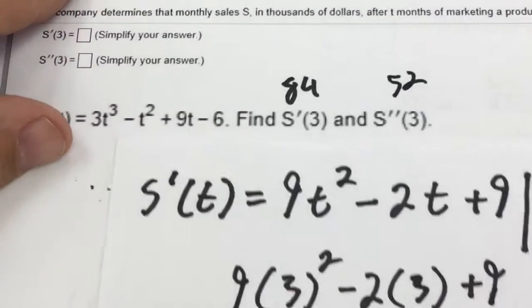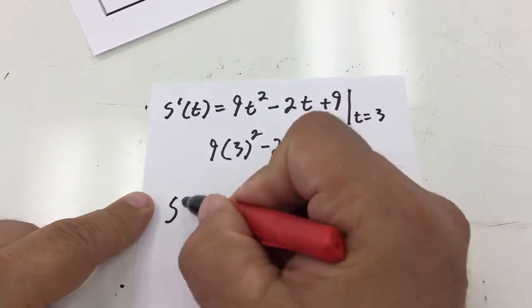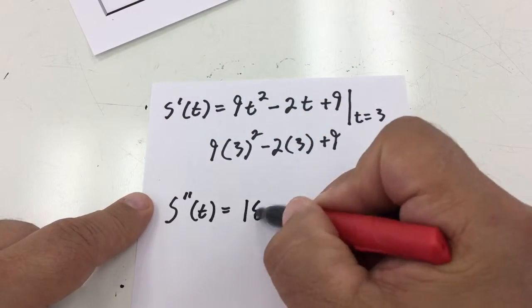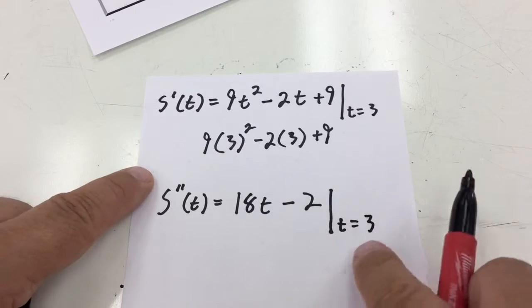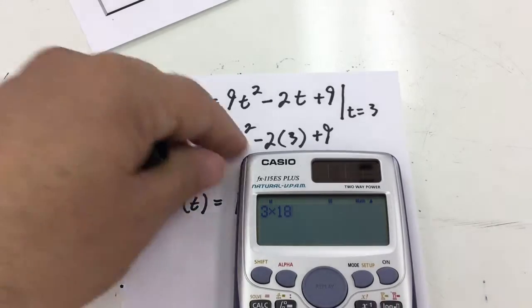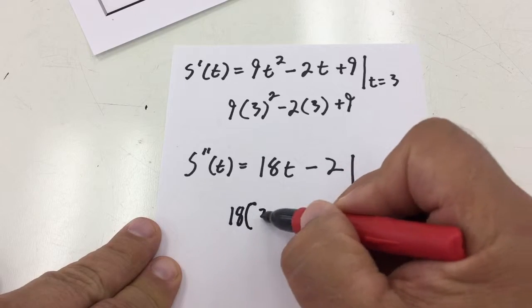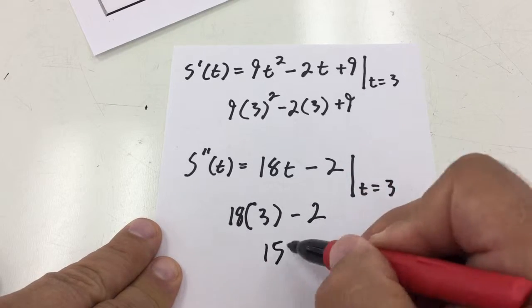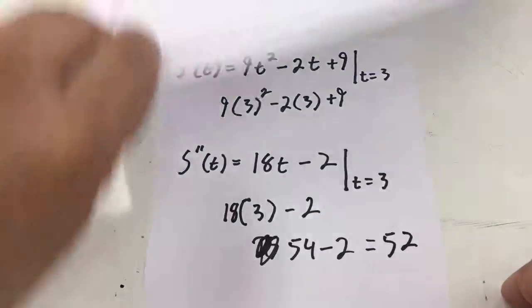Now, if I want to do that by hand, what I would do is I would take the second derivative. So the second derivative equals 18t minus 2, and I'm going to evaluate that also at 3, and I'm going to throw the 3 in there. 3 times 18 minus 2. So 3 times 18, that equals 54. And it matches up with the calculator answer.